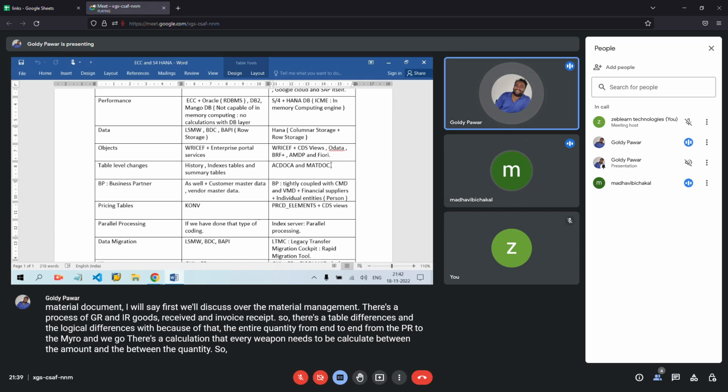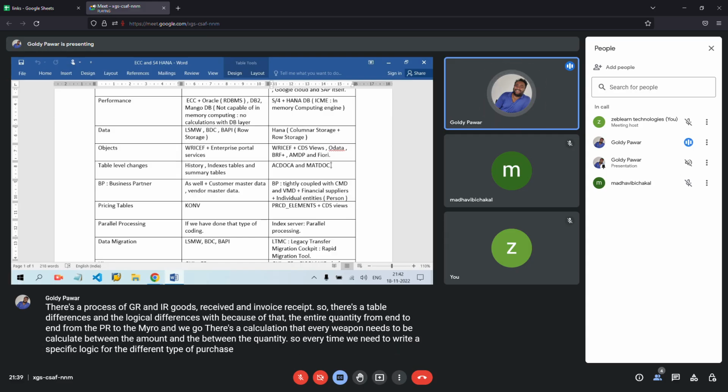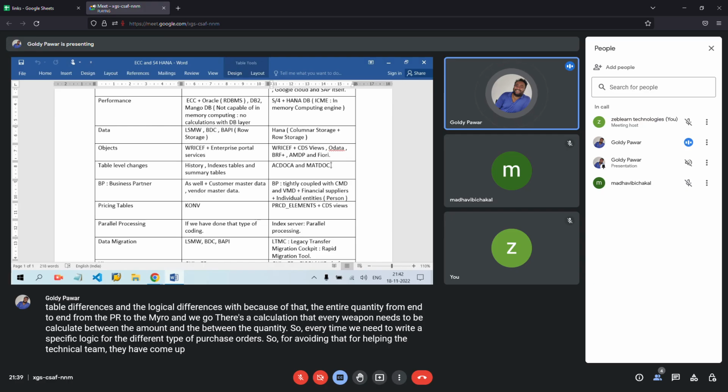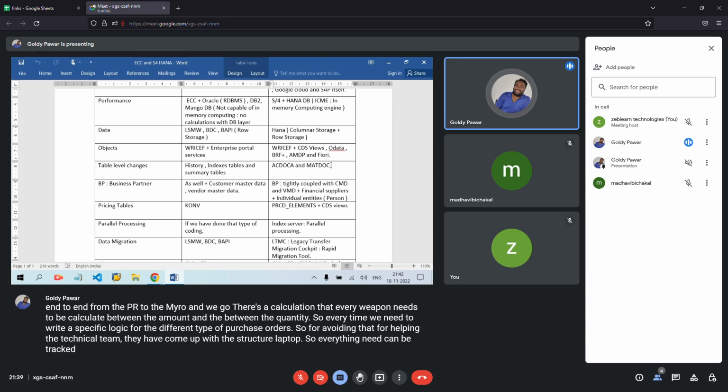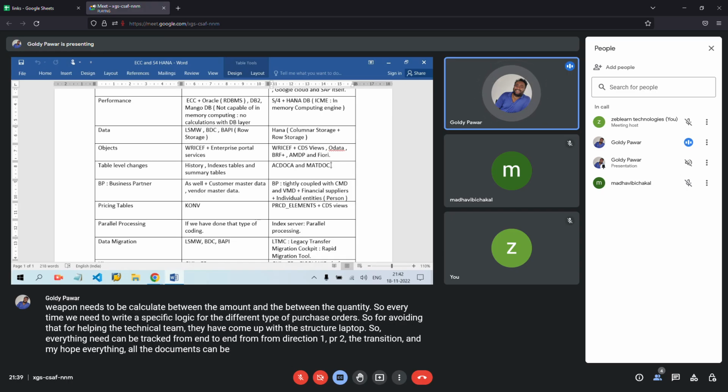So every time we need to write a specific logic for the different types of purchase orders. To avoid that, and to help the technical team, they have come up with the MATDOC structure. So everything can be tracked from end to end, from transaction PR to transaction MIRO. All the documents can be tracked within a single table structure.